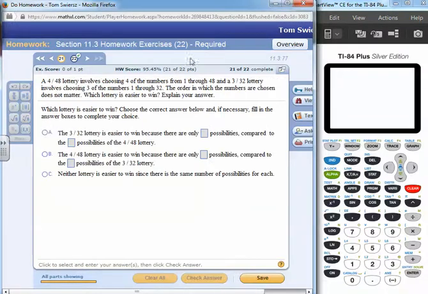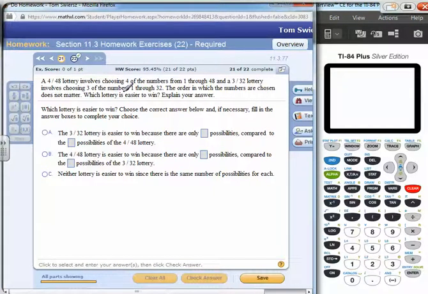All right, very good. Number 21. A 4-48 lottery involves 4 numbers chosen from 1 through 48. A 3-32 lottery is choosing 3 from a total of 32. The order in which the numbers are chosen does not matter, so each one is going to involve a combination. Which one is easier to win? The one that will win will be the one that has a smaller number of possibilities, right? So for the 4-48 lottery, it's a combination, 48 numbers all together, and you're choosing 4.